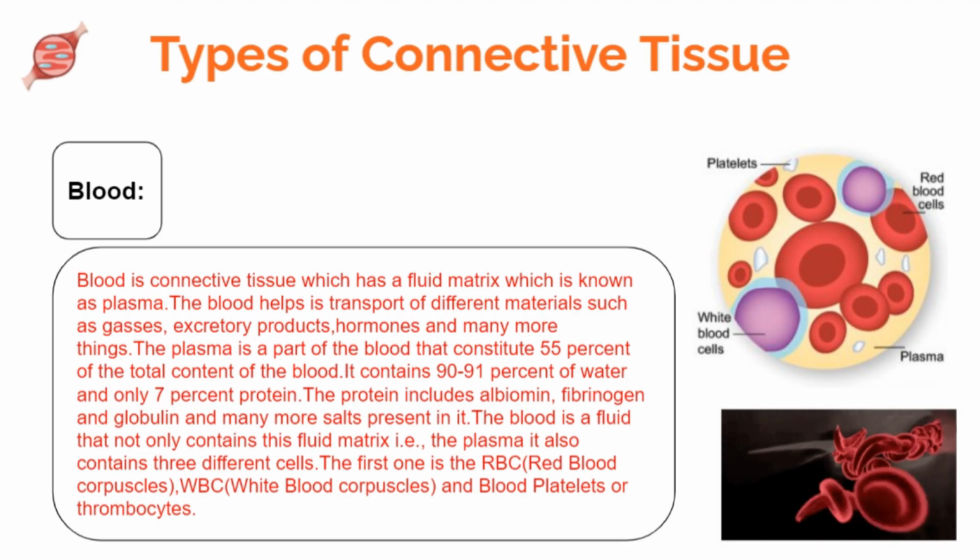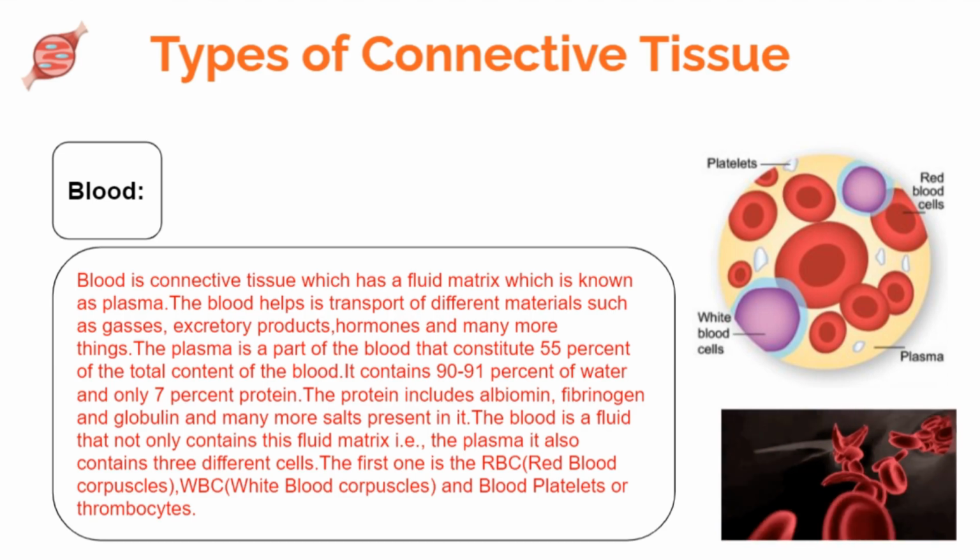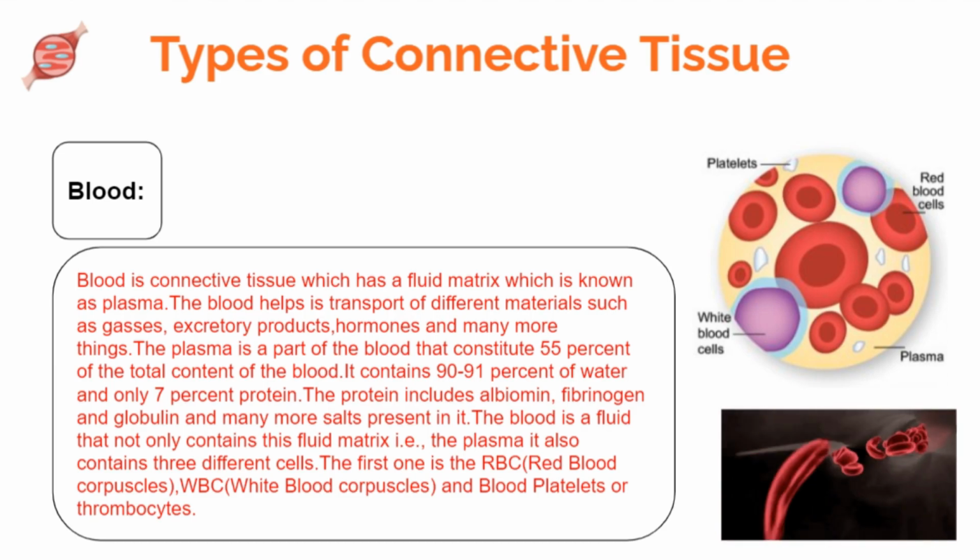The blood is a fluid which not only contains this fluid matrix, that is the plasma, it also contains three different types of cells. The first one is the RBC, that is the red blood corpuscles, the next one is the WBC, the full form is white blood corpuscles, and the final one is the platelets, or we can call it blood platelets or thrombocytes.